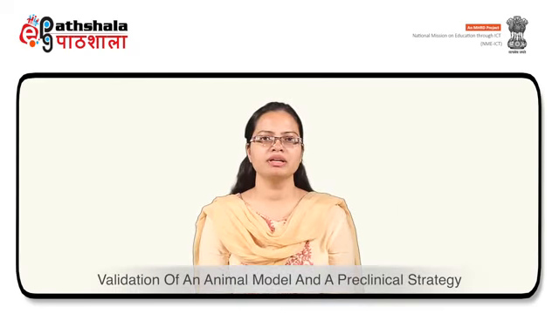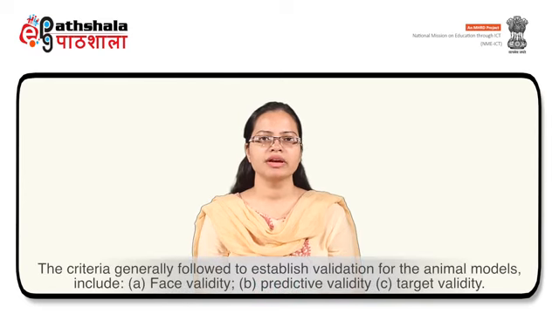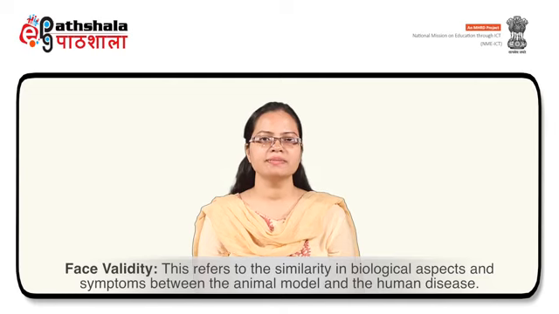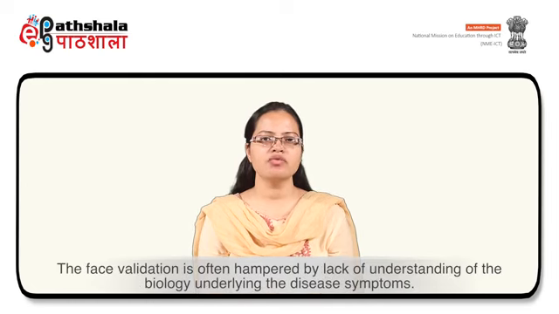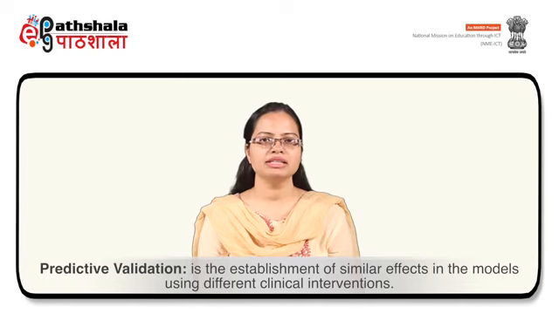The next part of the module is the validation of animal model and a preclinical strategy. The criteria generally followed to establish validation for the animal models include face validity, predictive validity and target validity. The face validity refers to the similarity in biological aspects and symptoms between the animal model and the human disease. The face validation is often hampered by the lack of understanding of the biology underlying the disease symptoms. Predictive validation is the establishment of similar effects in the models using different clinical interventions.